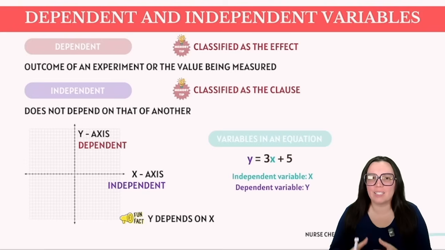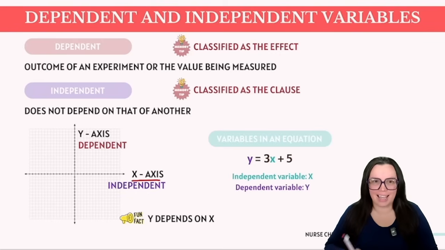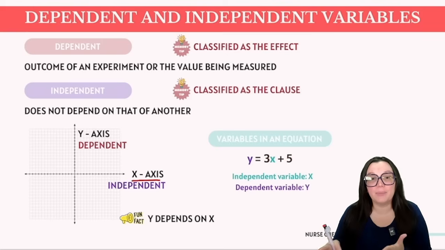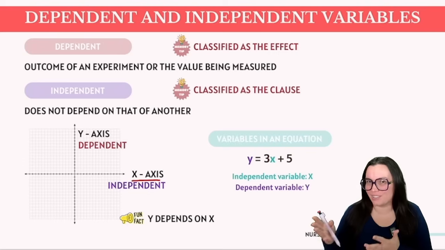So let's start with the basics when it comes to graphing these variables. The independent variable, which is often plotted on our x-axis, as we know, is the variable that we change in order to control an experiment. Think of it as the input of our cause and effect relationship.